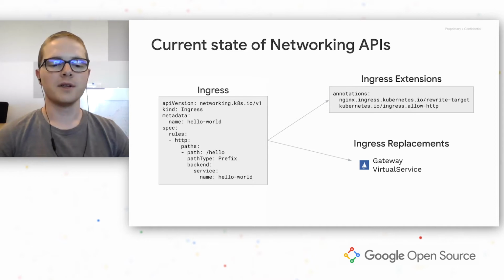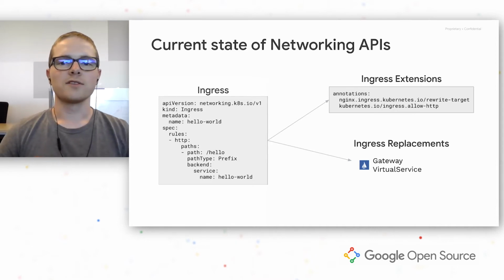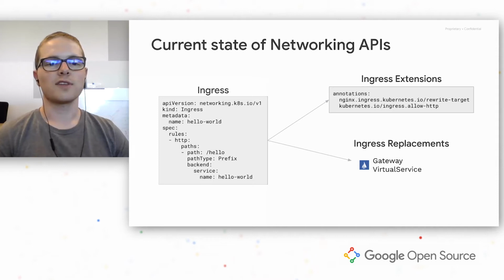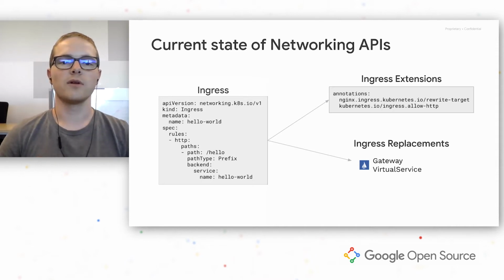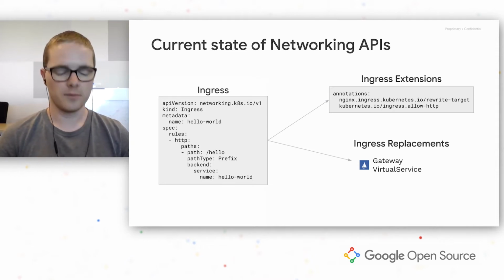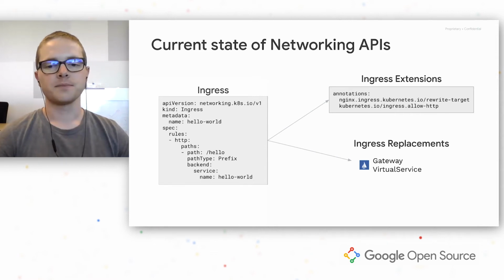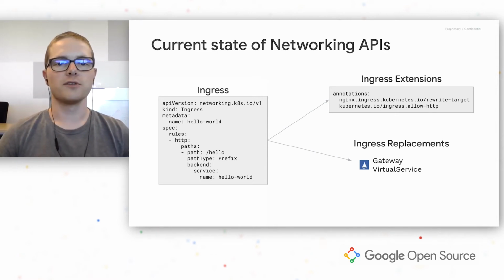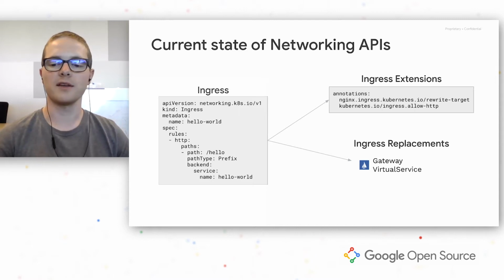Overall, it's just a worse experience to put everything in annotations rather than having a first-class resource in the API. So the path that some other projects, including Istio, went down is to instead replace ingress with other first-class Istio or Kubernetes resources. In Istio, we encourage configuring ingress traffic using the Gateway and VirtualService APIs.